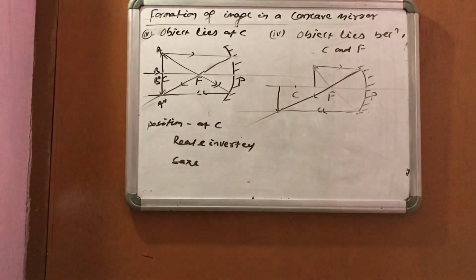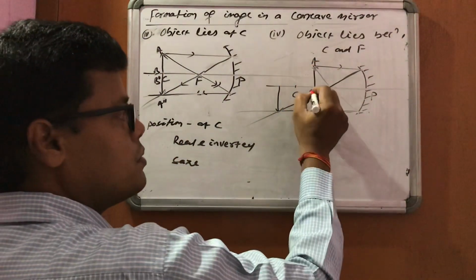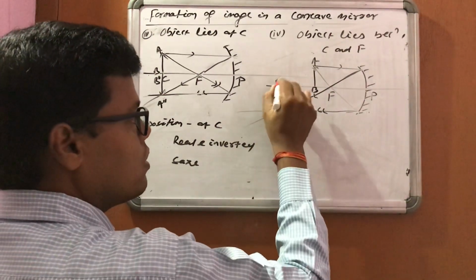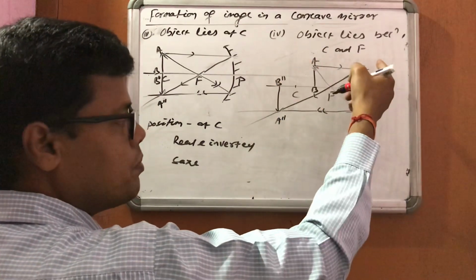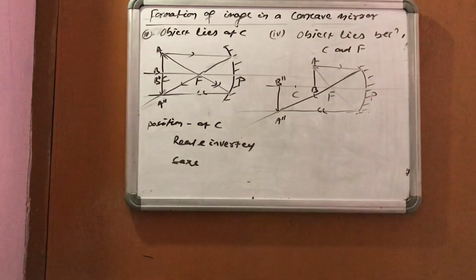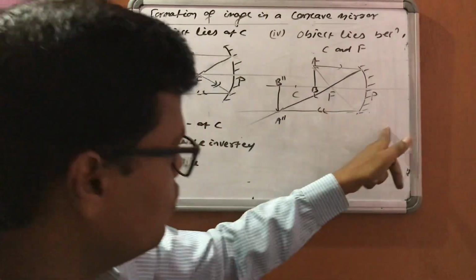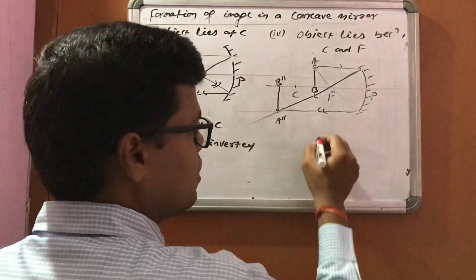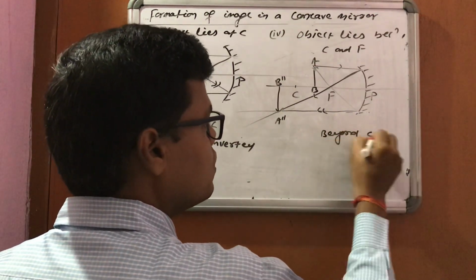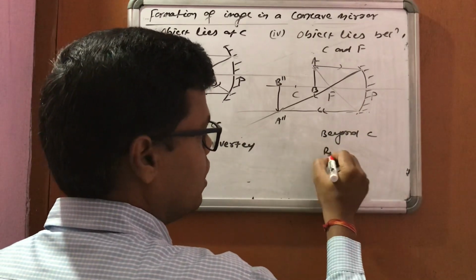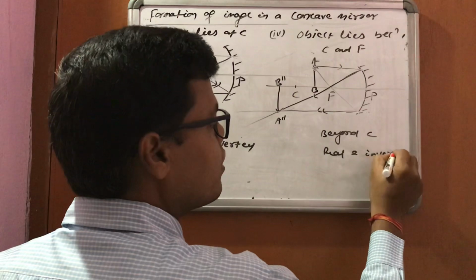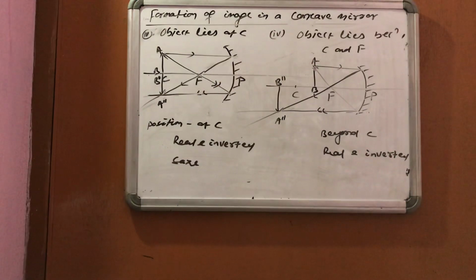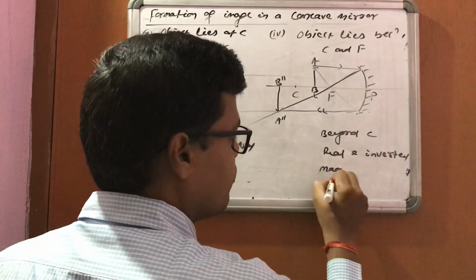So look at here. The light ray coming from this object AB, the image from here. Light ray from A coming parallel to the principal axis passes through the focus. The light ray passing through the focus, what happens? It becomes parallel to the principal axis. So here the image is formed. So what is the position of the image? It is beyond C and real and inverted. And what is the size? You can compare the size of the object and size of the image. It is magnified.